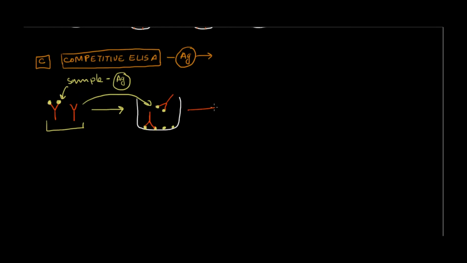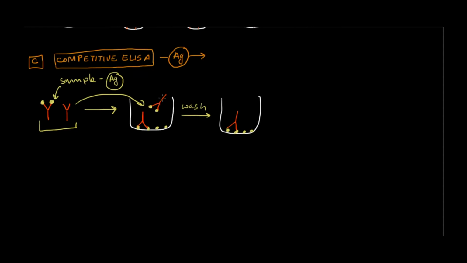Now I'll go and wash these wells. What will happen? This bound antibody will get washed away and only one antibody is bound over here. Now I will go ahead and add my secondary antibody because I need to detect this. Now you must be wondering, the one which was bound with the sample is already washed away. Why am I doing this? That also we'll understand just in a while.